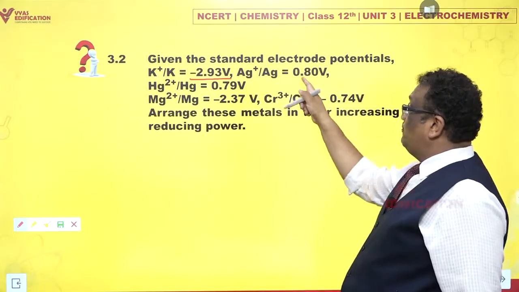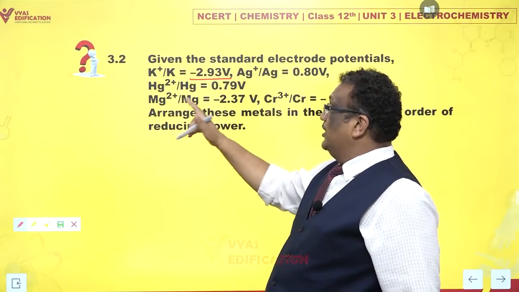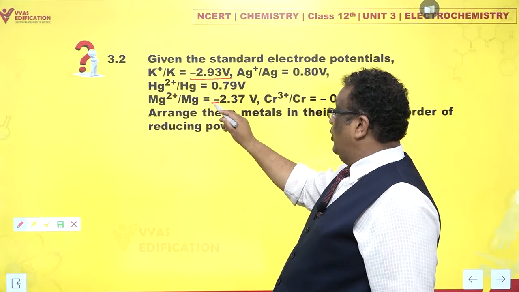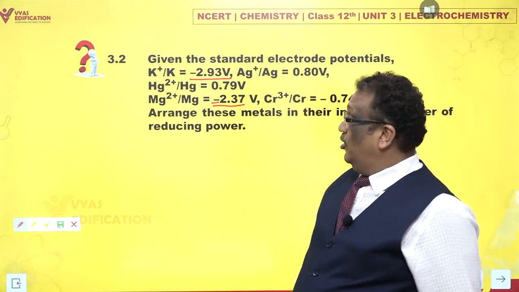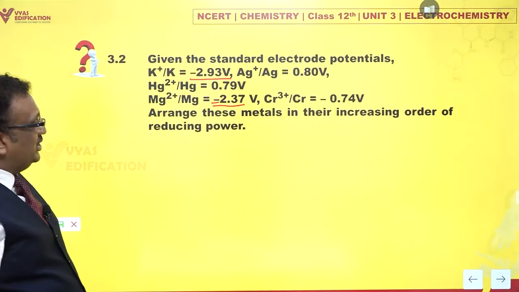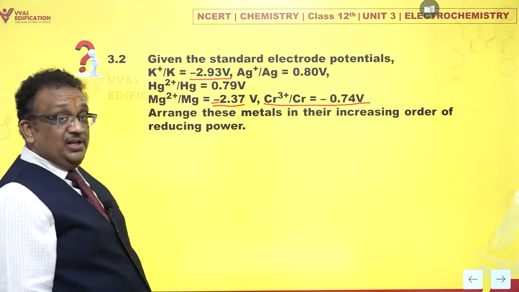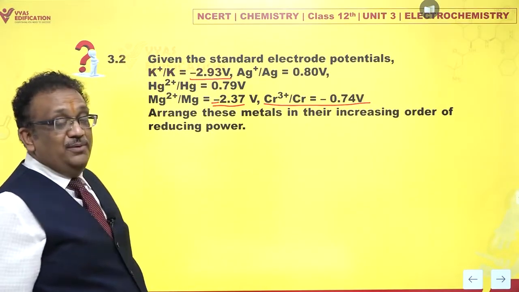Silver ions to silver is plus 0.8 volts. Mercury to mercury is 0.79 volts. And magnesium ions to magnesium is minus 2.37 volts. Please note, a lot of minus values. Cr3 plus to metal chromium is minus 0.74 volts. Okay. Arrange these metals in their increasing order of reducing power.